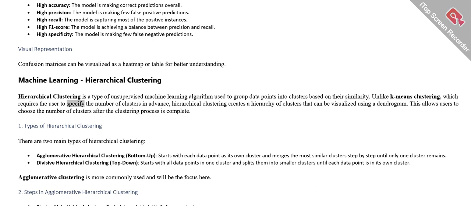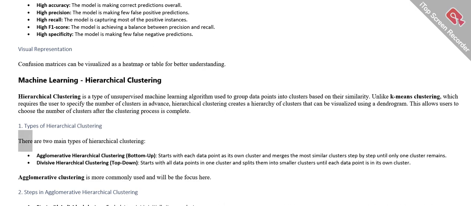Unlike k-means clustering, which requires the user to specify the number of clusters in advance, hierarchical clustering creates a hierarchy of clusters that can be visualized using a dendrogram. This allows users to choose the number of clusters after the clustering process is complete.